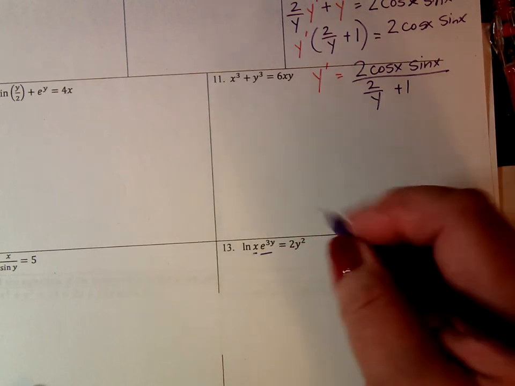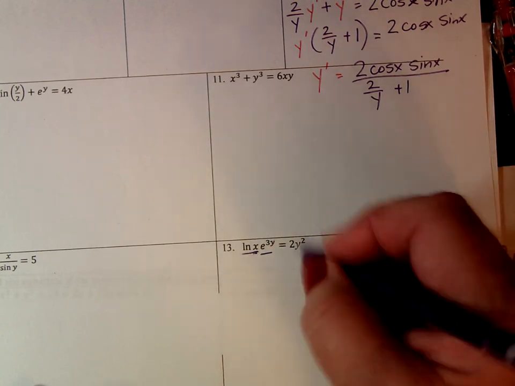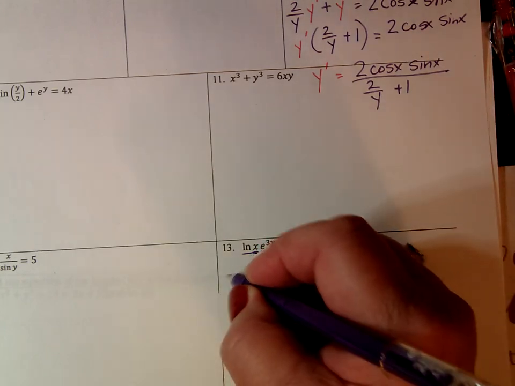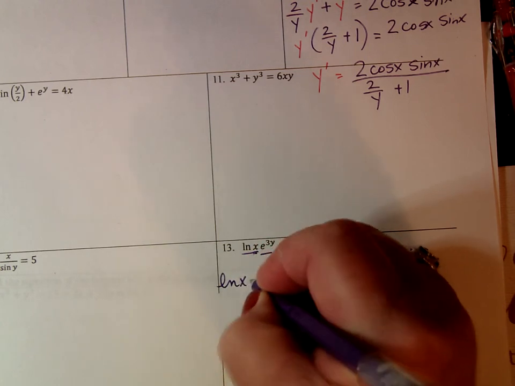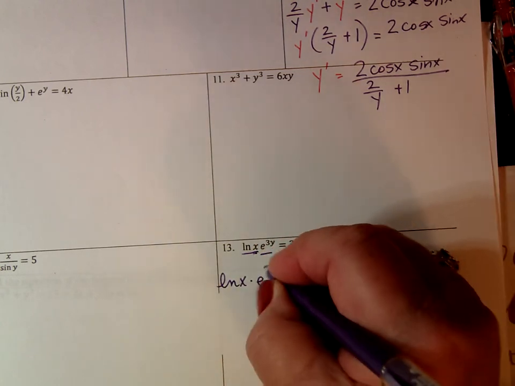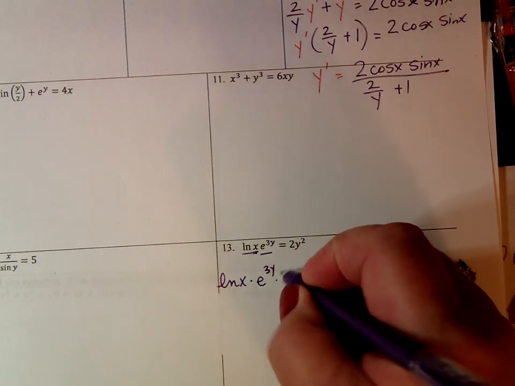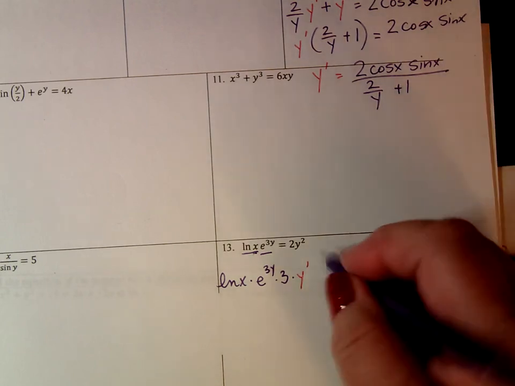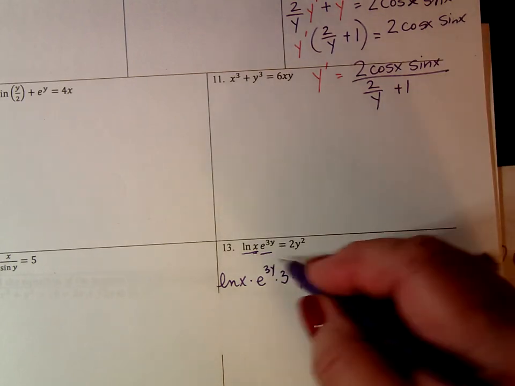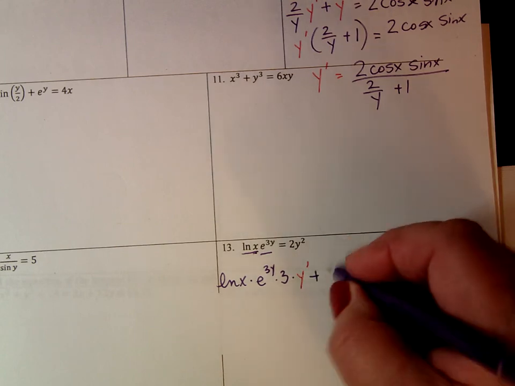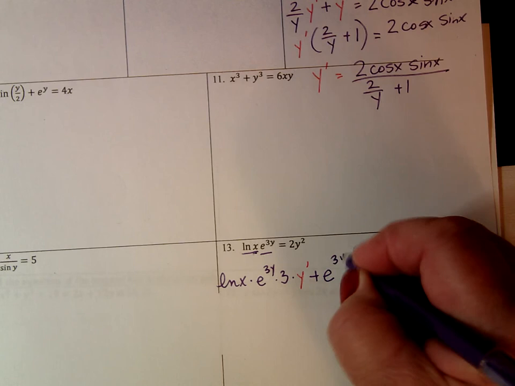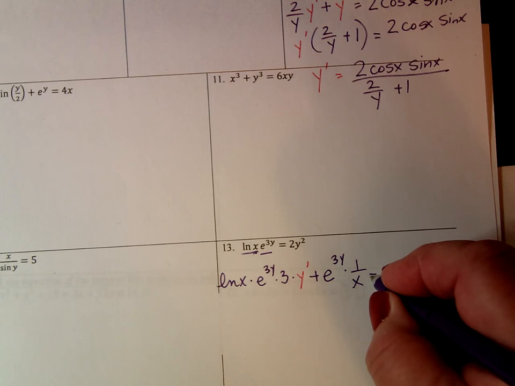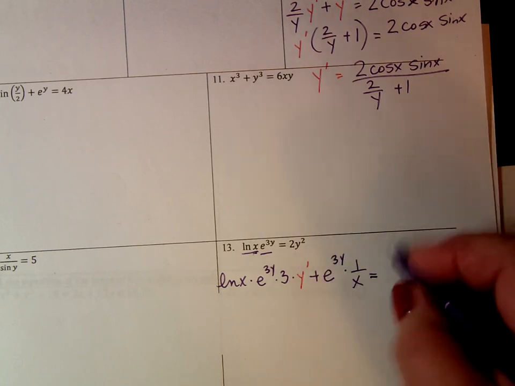It's actually the ln of x is your first piece. So if I do the product rule on it, it's going to be the first, ln of x, times the derivative of the second, e to the 3y times 3 times y prime. First times the derivative of the second plus the second, e to the 3y, times the derivative of the first, 1 over x. Derivative of ln of x is 1 over x, equals 2y squared is 4y y prime.